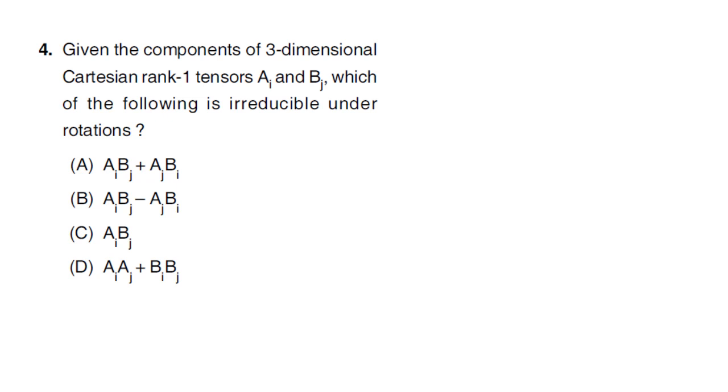Given the components of 3-dimensional Cartesian rank 1 tensors Ai and Bj, which of the following is irreducible under rotations? So here we have to find the irreducible representation. It is given by Ai Bj. If it is irreducible, then we can write this as Aj into Bi. Therefore, Ai Bj minus Aj Bi is irreducible. Therefore, option B is correct.